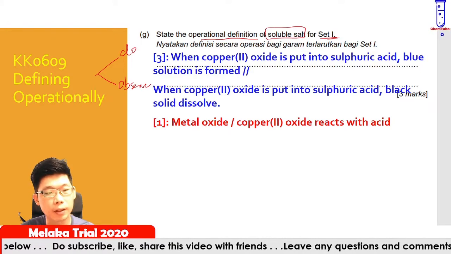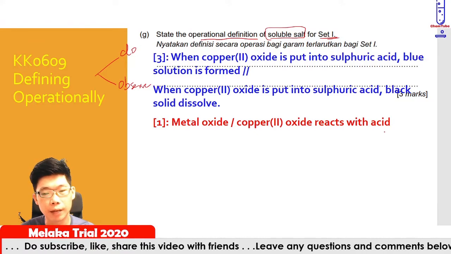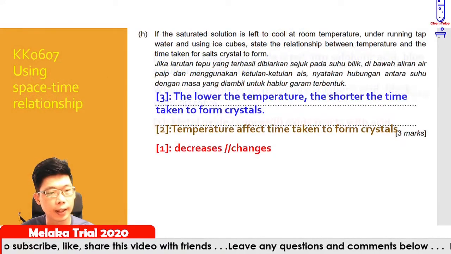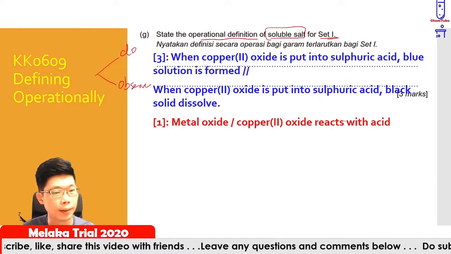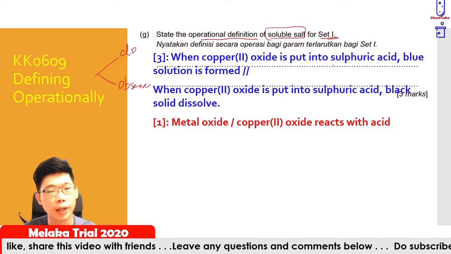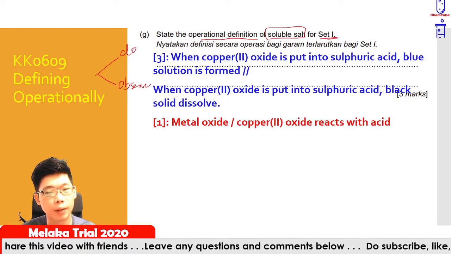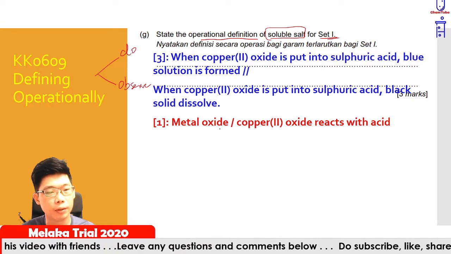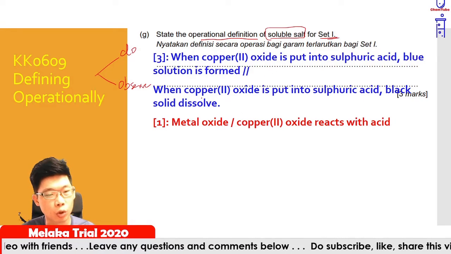Metal oxide or copper 2 oxide reacts with acid, score 1. So if you put any one of these, what you do and what you observe, then you get score 2.